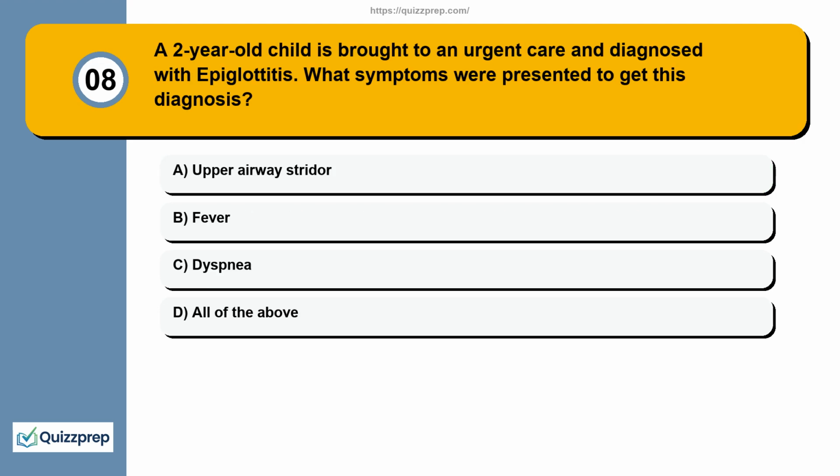Question 8. A 2-year-old child is brought to an urgent care and diagnosed with epiglottitis. What symptoms were presented to get this diagnosis? Upper airway stridor, fever, dyspnea, all of the above.